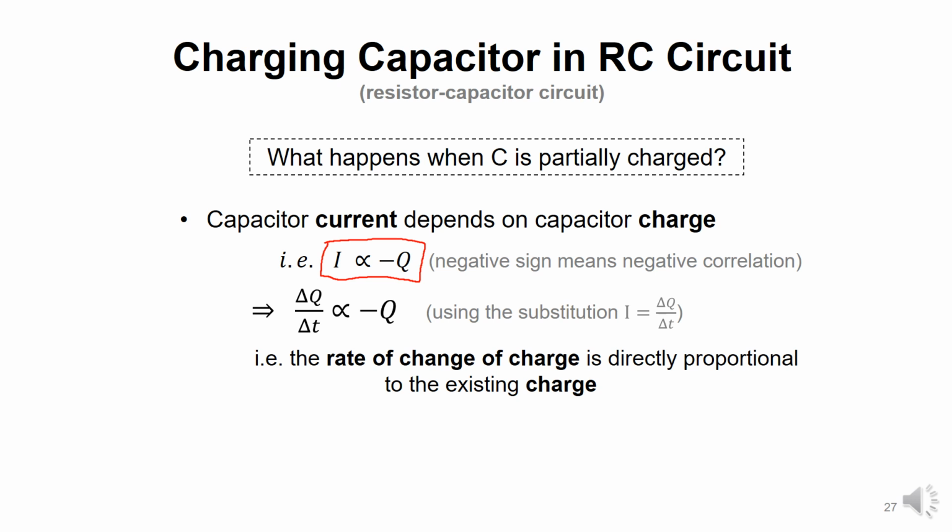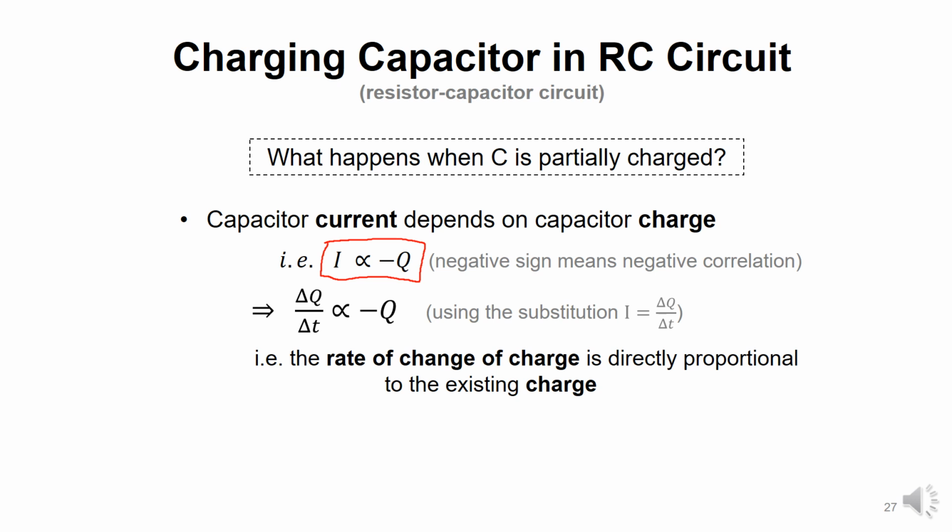The negative sign tells us that a bigger current means a smaller charge, or going the other way, a bigger charge means a smaller current. That's why I put a negative sign here. So current is proportional to negative Q. If one is bigger, the other has the negative correlation and gets smaller. That's the line in the box.